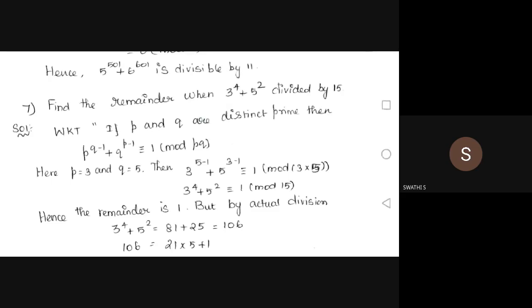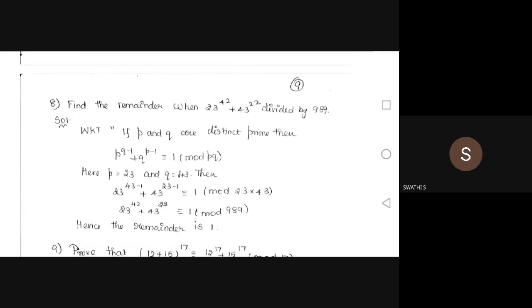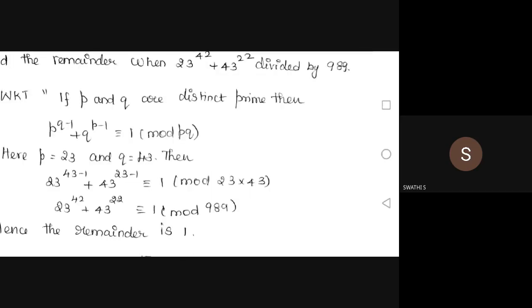The next problem. So the 8th one, in this problem we can also get the remainder by using corollary one. Find the remainder when 23 to the power 42 plus 43 to the power 22 is divided by 989. So what is the statement of corollary one? If P and Q are distinct primes, then we are able to write P to the power Q minus 1 plus Q to the power P minus 1 is congruent to 1 mod PQ.